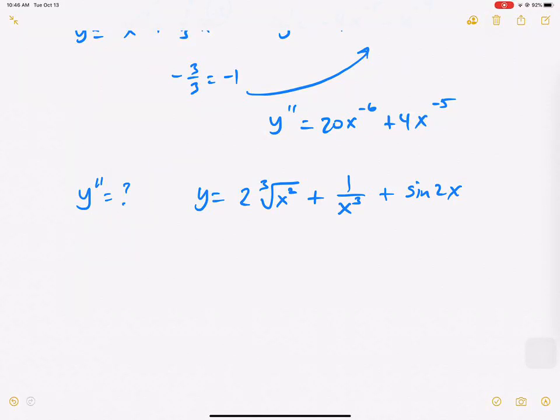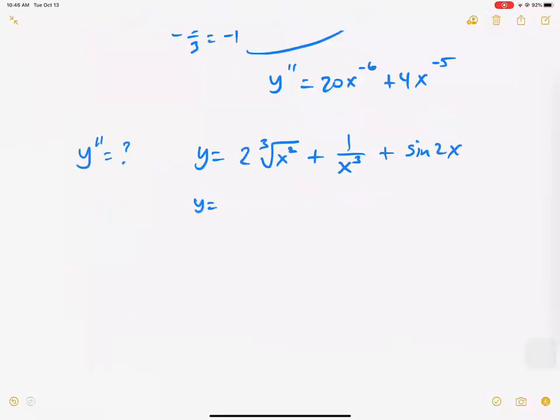Now I'm going to rewrite some of these, I think, to make my life a little easier. So to rewrite this guy, it's 2 x to the 2 out of 3, because I have 2 looking for 3, 2 out of 3. Plus x to the negative 3rd power. Exponent becomes negative when I write it on top. And sine of 2x is pretty easy.